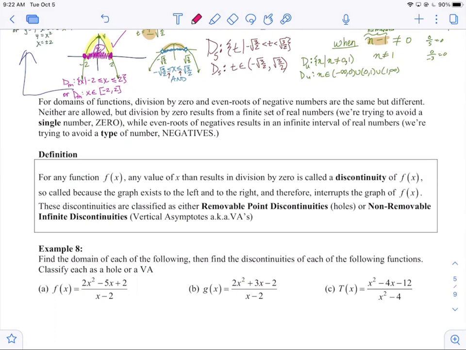Okay, so let's go ahead and read what's in the box. For any function f of x, any value of x that results in division by 0 is called a discontinuity of the function f. So called because the graph exists immediately to the left and immediately to the right and therefore interrupts the graph. These discontinuities are going to be classified as one of two types: either the removable point discontinuity, also known as a hole, or the non-removable infinite discontinuity, also known as a vertical asymptote, also known in this class as VAs.